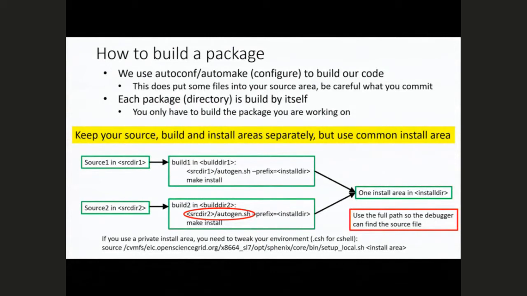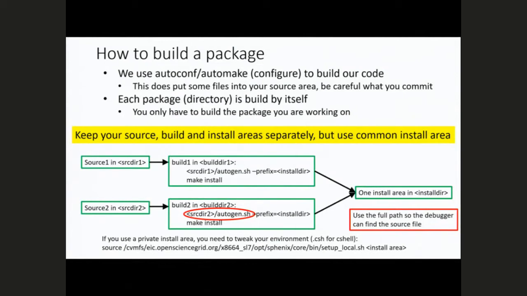Just in terms of hygiene, how you should deal with that: you should really keep your source, build and install areas separate, but you should use a common install area. You can basically dump everything into the source area, but it's a mess, and you will be very unhappy if you do that. So you have a source directory, then you make a build directory. You call a little shell script, autogen, with the full path to the source directory, minus prefix, the install directory, and there should only be one because you're set up locally. You don't want to have too long an LD library path and ROOT include path. Then you run make install, and basically the libraries end up in here.